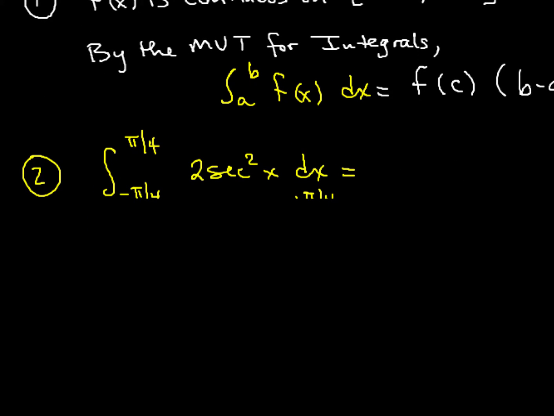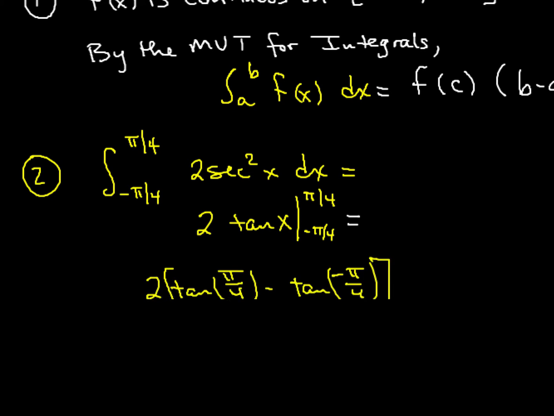When we do that, we're just going to plug in our limits of integration from negative pi over 4 to pi over 4, and then our function is 2 secant squared x dx. When we integrate that, the integration ends up being 2 tangent x, with our limits of integration from negative pi over 4 to pi over 4, and then all we have to do is evaluate that.